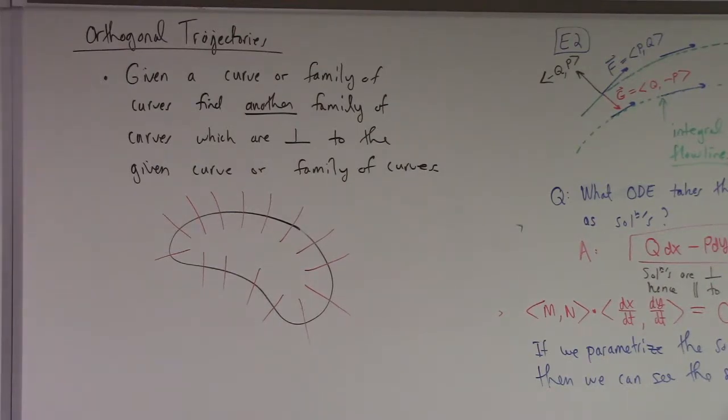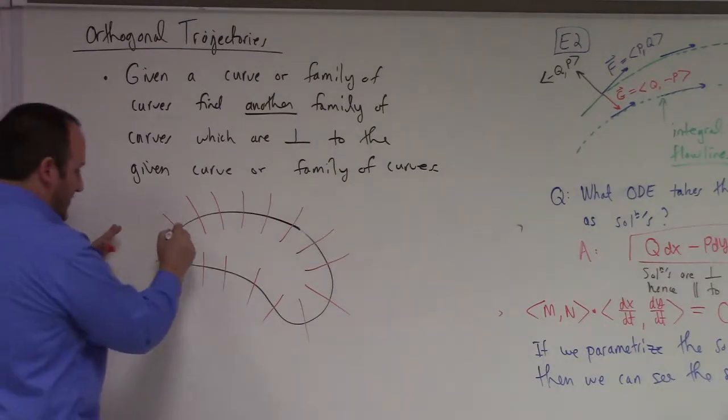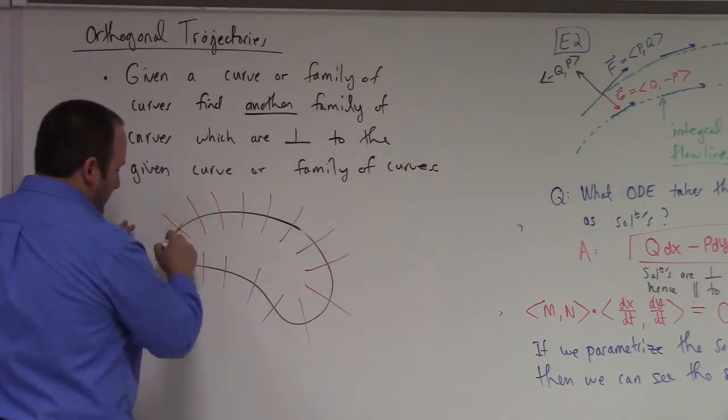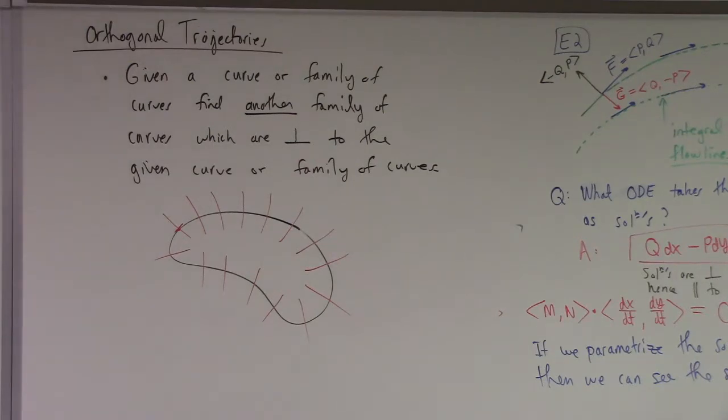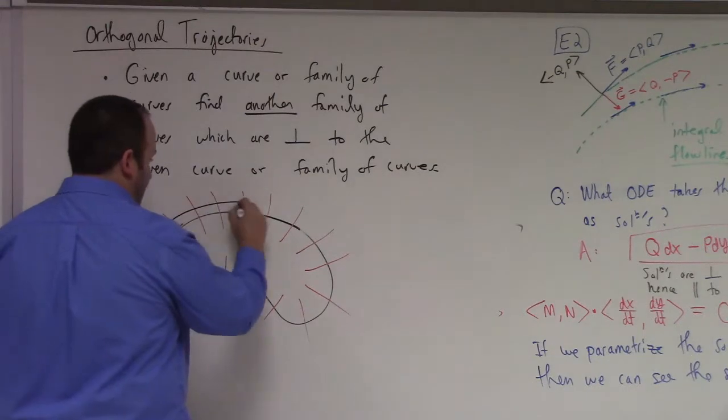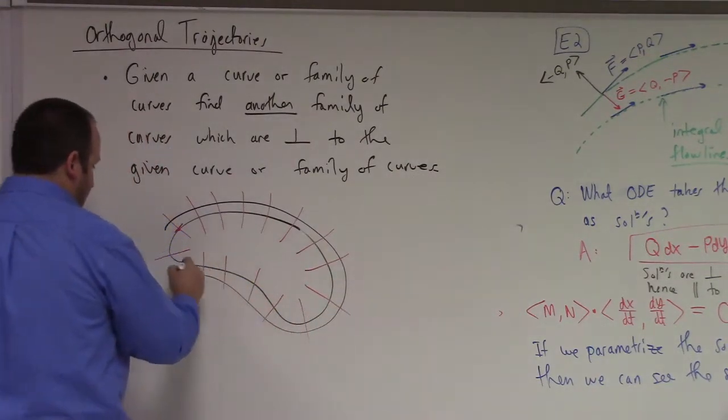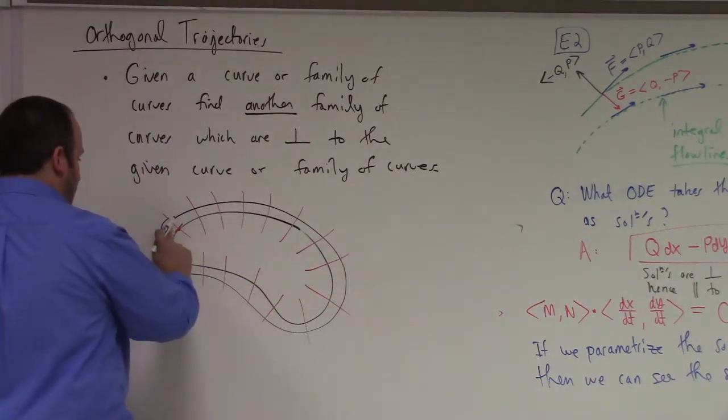But this red family of curves, which meets perpendicular to the given curve, these should be right angles. These are the orthogonal trajectories. And it could be that you're given not just one curve, you're given a whole family of curves. Like this could be given. You're not just given one, you're given many curves.